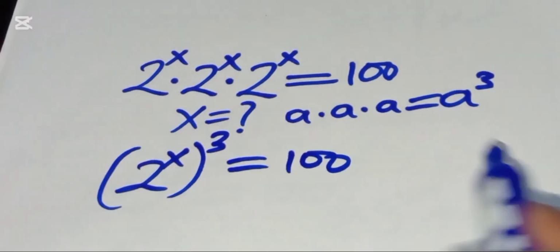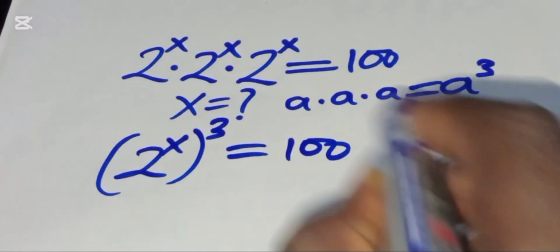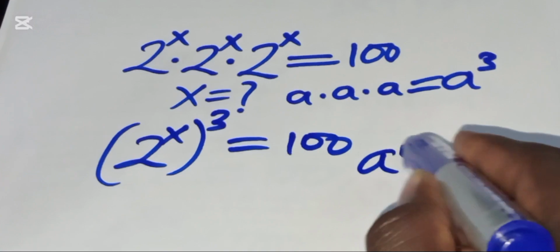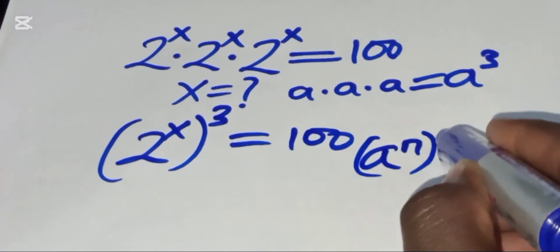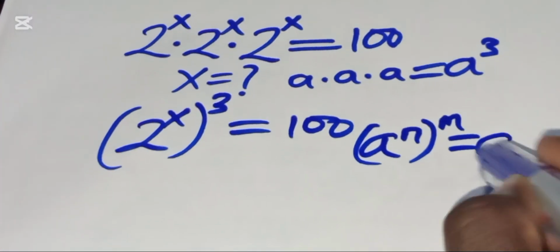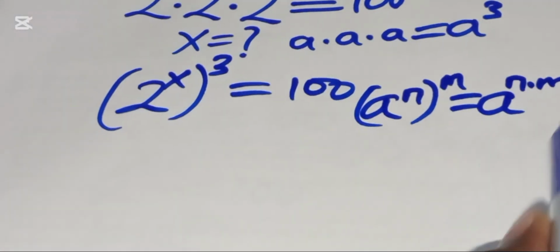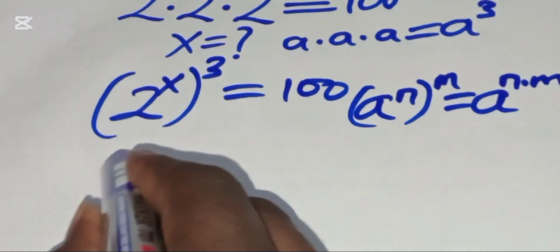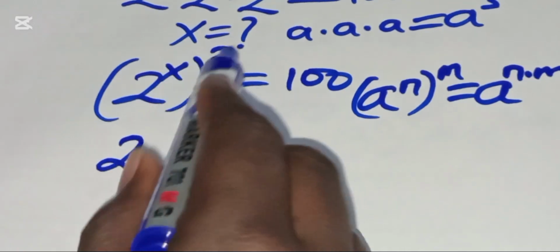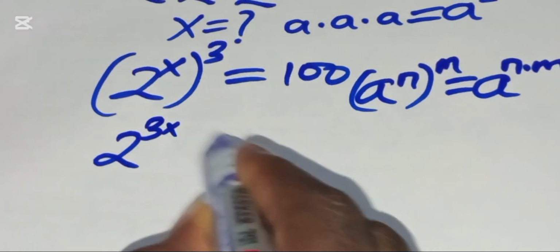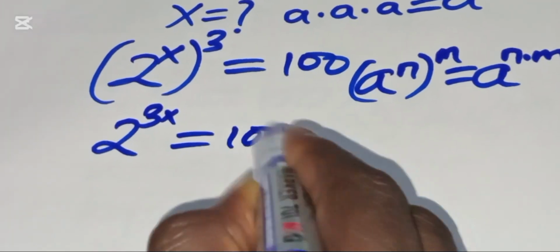Now applying the indices identity, a raised to power n raised to power m can be expressed as a raised to power n multiplied by m. Applying this identity, this is the same thing as 2 raised to power x times 3, that is 3x, which is equal to 100.